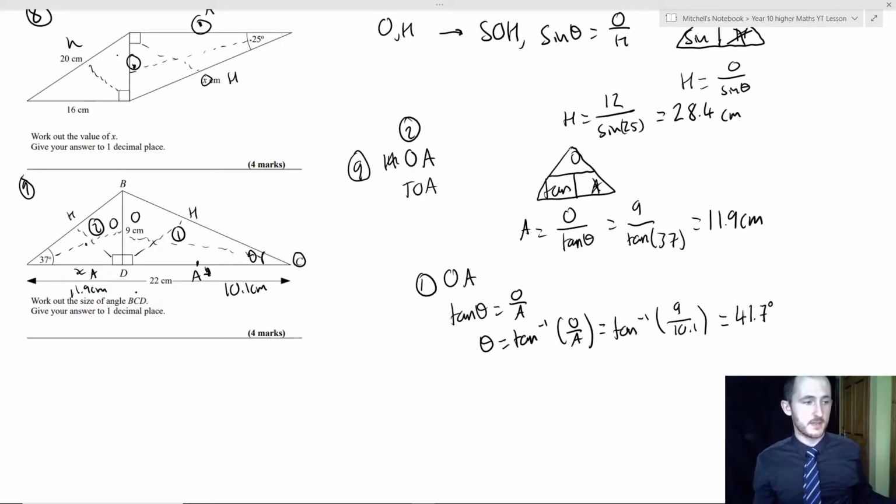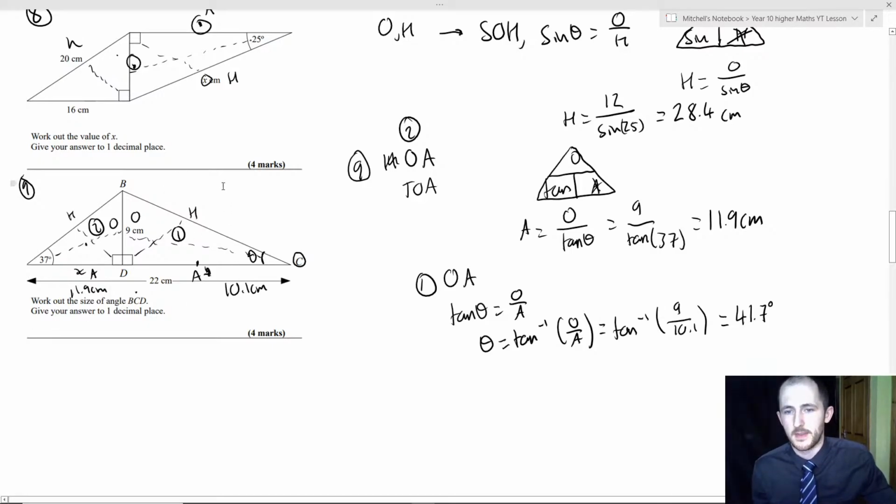That's probably the hardest question we did so far. So if you understand that, then you're in a really, really good place for the GCSE section of trigonometry in terms of the basic trigonometry. Because just like everything in maths, it gets worse.